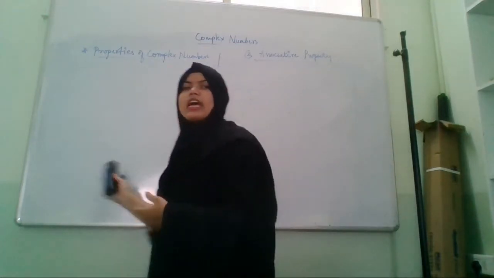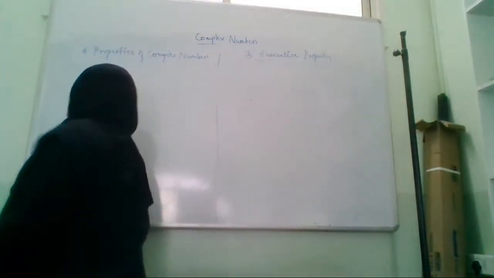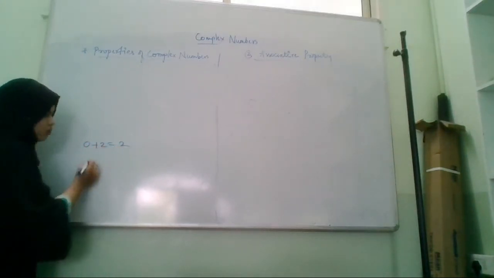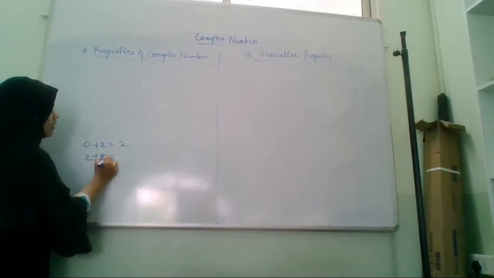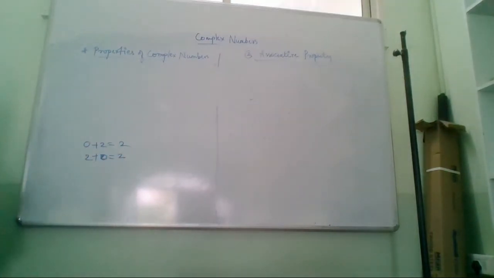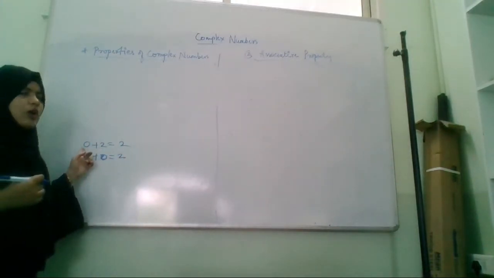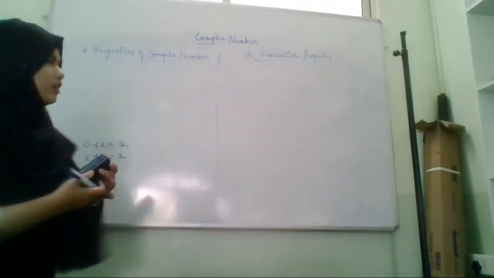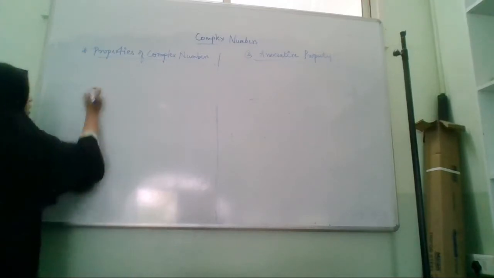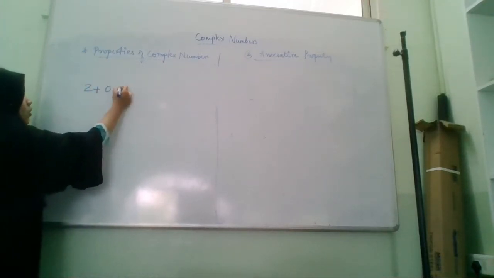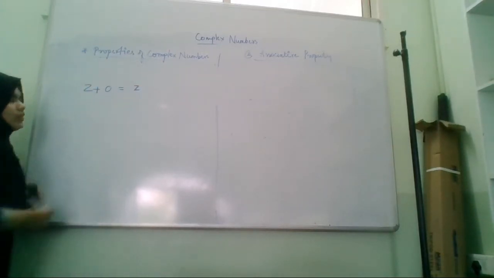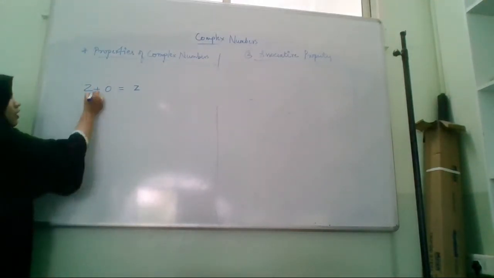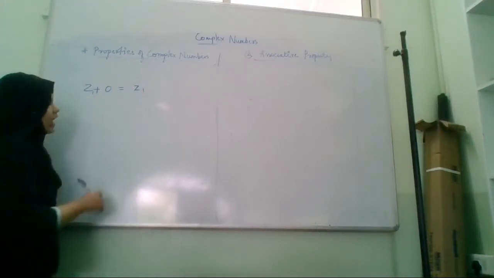See, we have similar properties in natural numbers or integers as well. Like 0 plus 2 is equal to what? 2. 2 plus 0 is equal to what? 2. That means if you add any number to 0, it will give you the same number. So similar property for complex numbers: Z plus 0 will be Z only. If you add 0 to any complex number, it will give you that number.